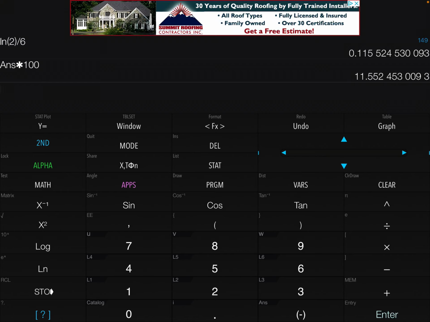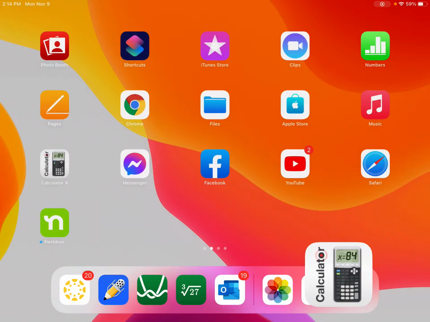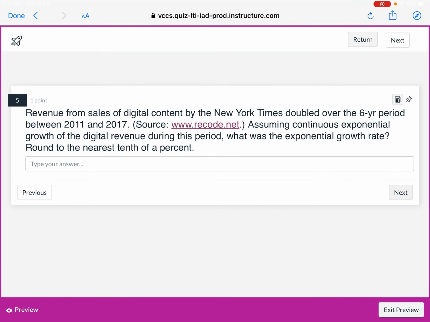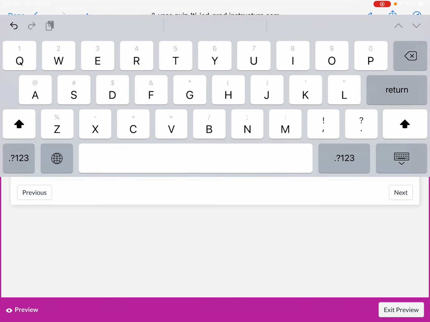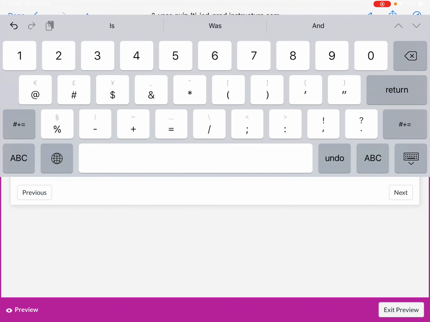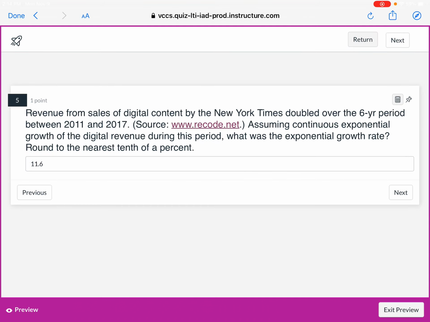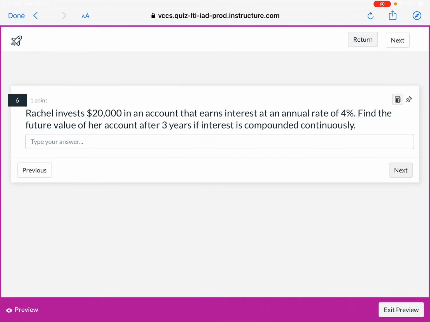I'm going to multiply this by 100 to convert it into percent. So 11.552%. Let me go back and see how they wanted you to round it. Nearest tenth. So 11.55, so I'm going to say 11.6%. All right. Next one.